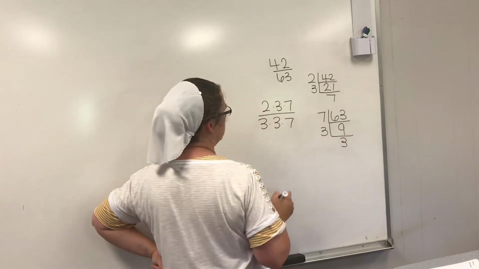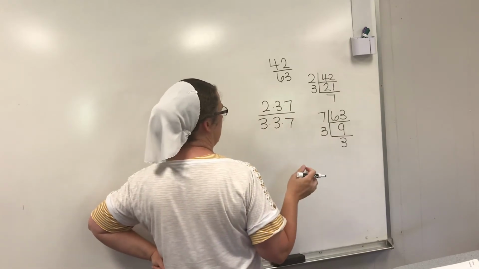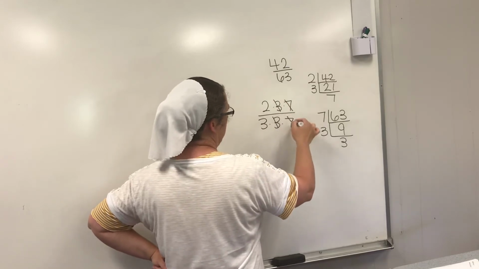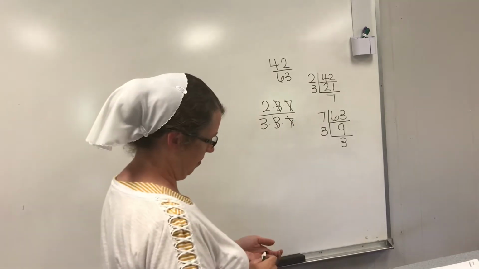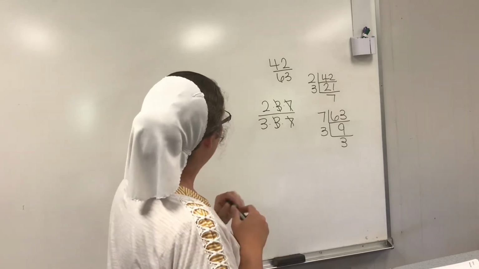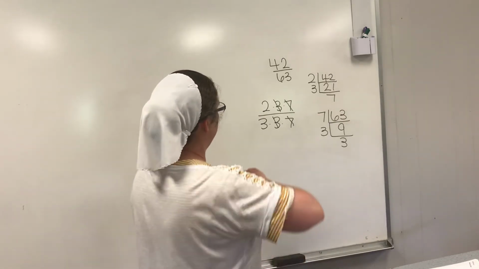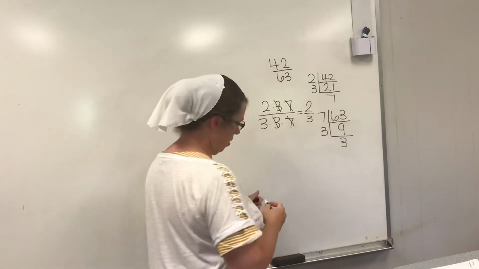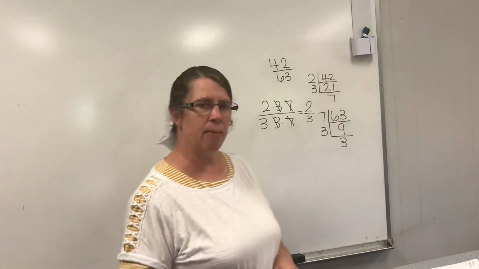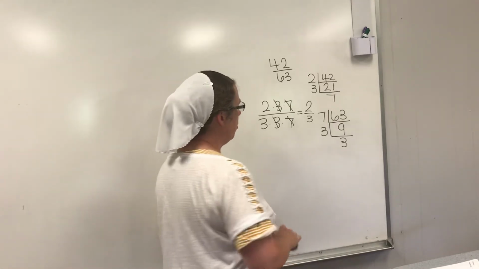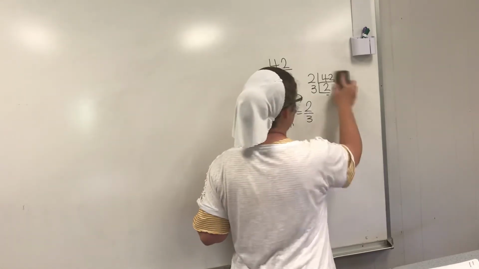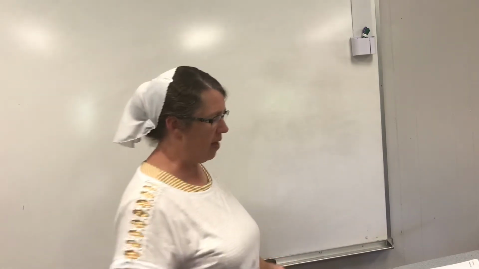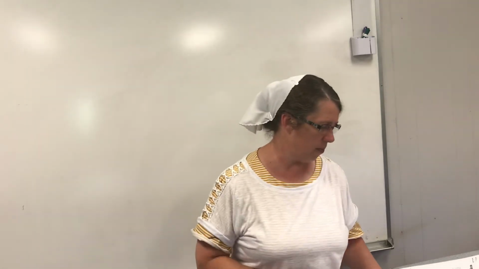All right, let's cross out what is the same. We have a 3 and we have a 7. So our answer reduced is 2 over 3. Does that make sense, guys? Do prime numbers, cross out what is the same on the top and the bottom, multiply what's left over, and that is your reduced answer.